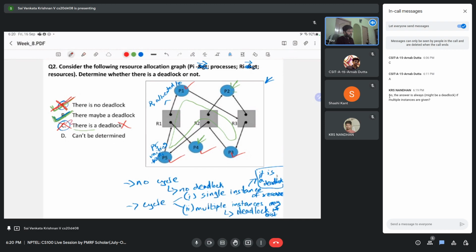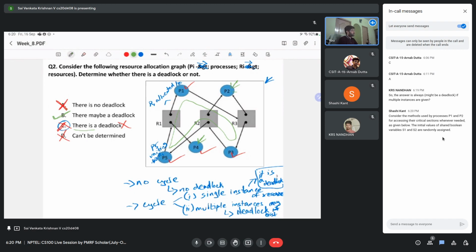The other options are wrong. So if there are multiple instances, then we cannot always infer any information from the graph. We can just say whether a deadlock is possible or not, but not for sure. So any doubts in this question? Okay, Shashikant has asked one doubt.